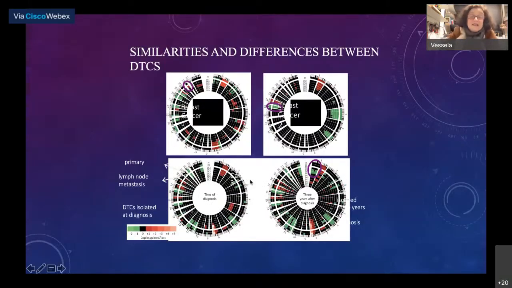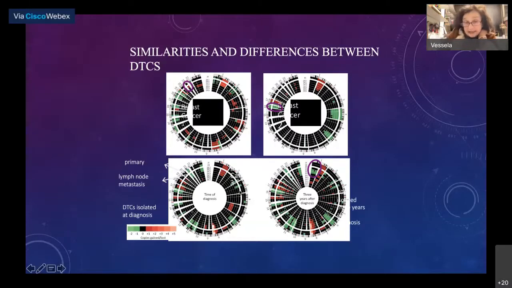Then it is the same plot. At the very top is the primary tumor. So we use this as a sort of a facet, like a reference. And then we align all the DTCs from 1 to 6 or from 1 to 7, however many we have, according to how similar they are to the primary tumor.